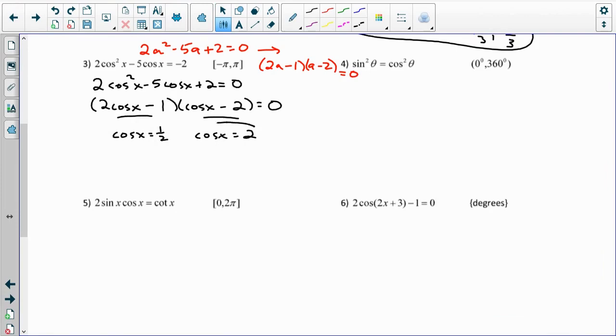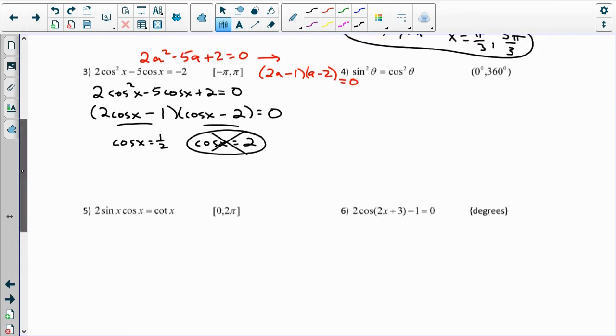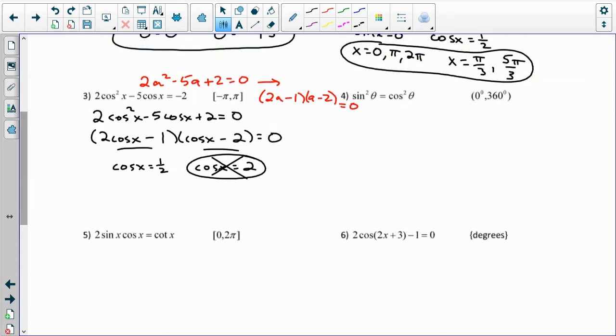I get cosine of x equals 1/2 and cosine of x equals 2. Notice that cosine of x equals 2 is impossible because the radius can never be smaller than the x value in the unit circle, and cosine is x over r in the unit circle. So cosine can never be bigger than 1. That doesn't make any sense. Cosine of x equals 1/2. We actually just did this. We found that it was pi over 3 and 5 pi over 3.